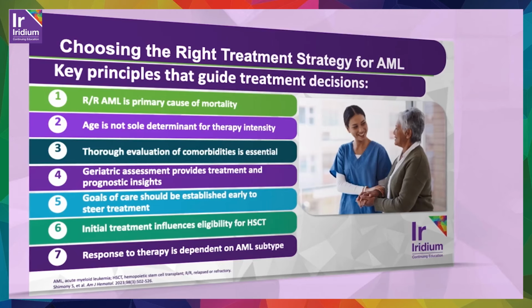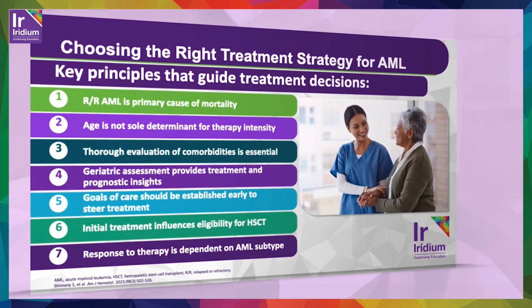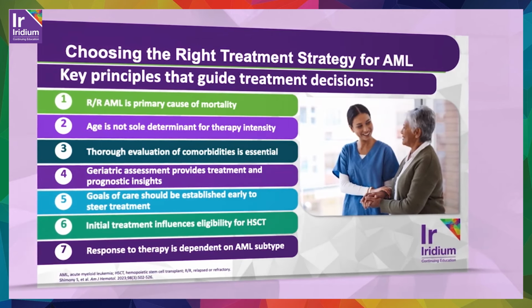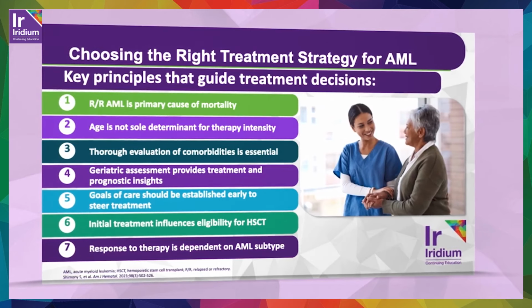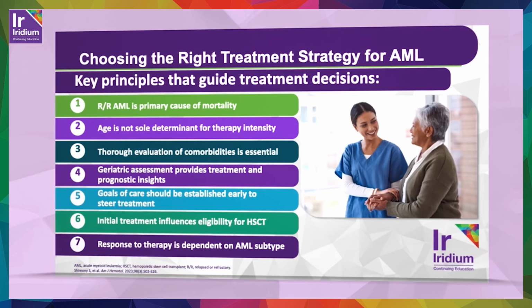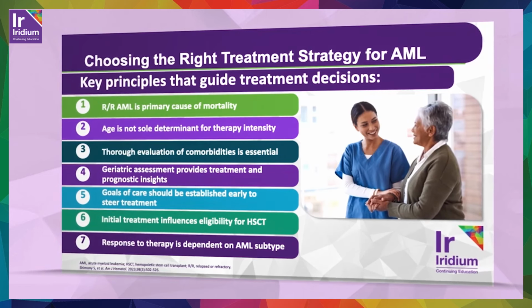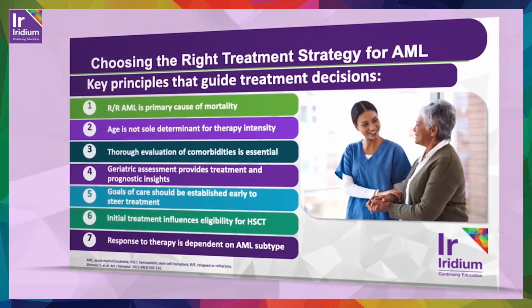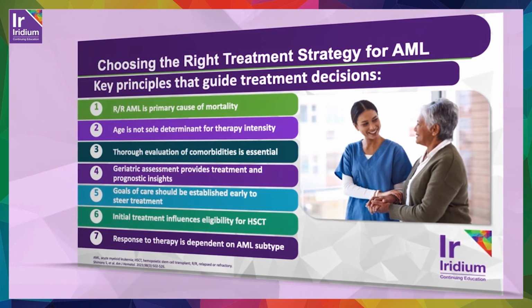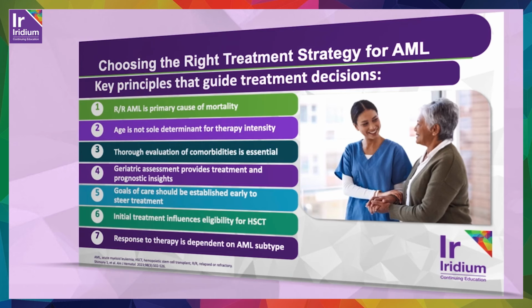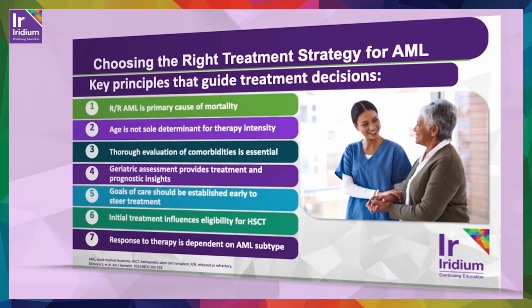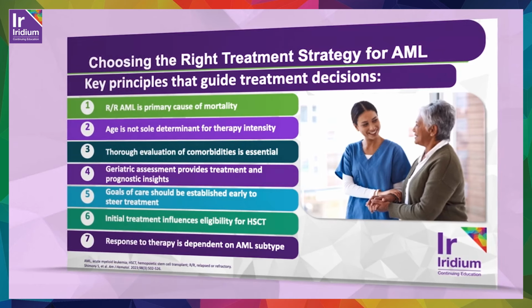So, key principles that help guide treatment decisions. There are a number of them, but just to highlight some: realizing that relapsed refractory AML is unfortunately a primary cause of mortality, and that age is not the sole determinant for therapy intensity. Just because a patient is younger but has certain comorbidities, maybe we should be thinking about lower intensity combinations, or vice versa. An older patient who's very fit may benefit, especially if they have a core binding factor leukemia and we know they could be cured with intensive chemotherapy. So evaluation of comorbidities is really important.